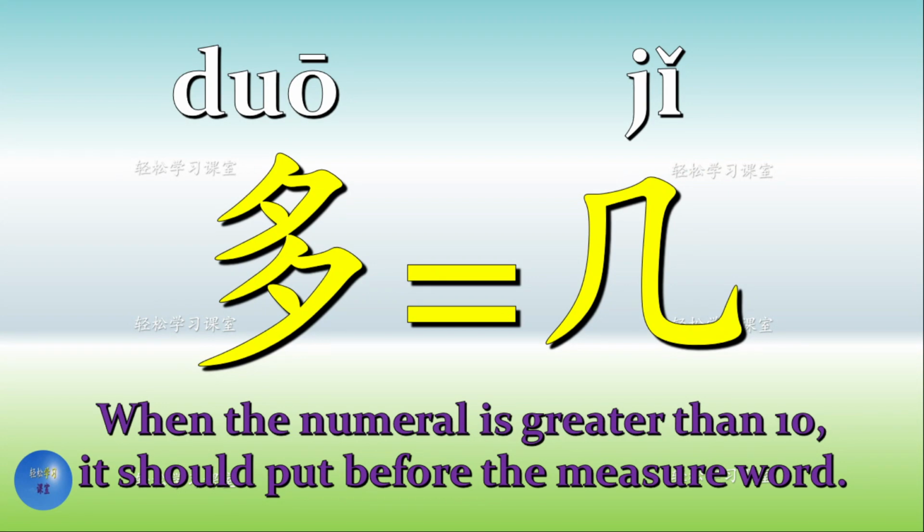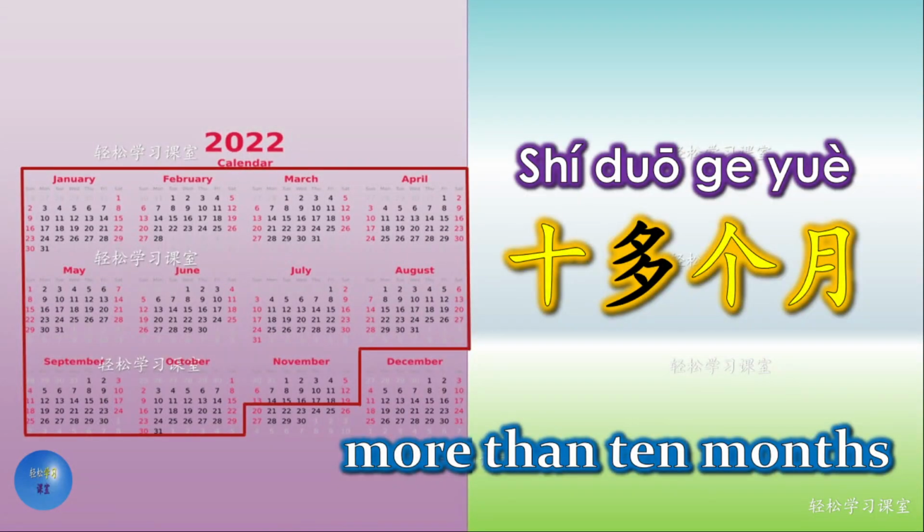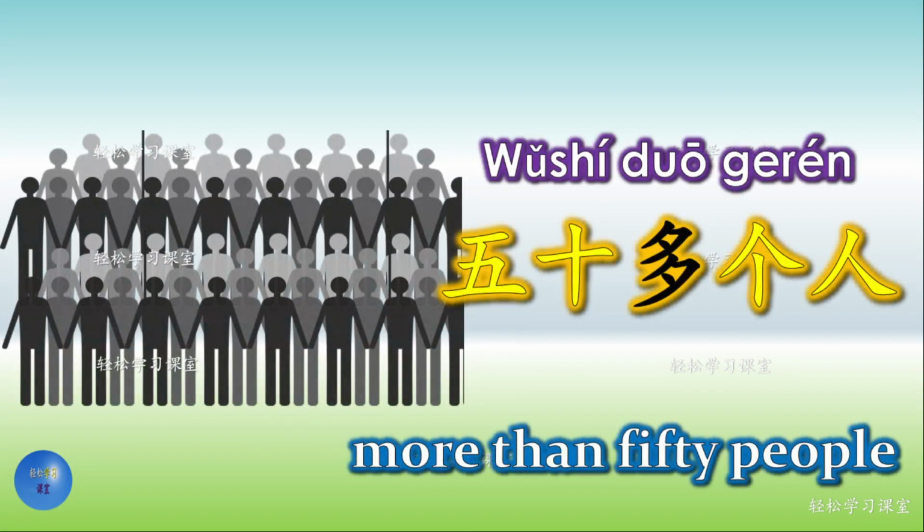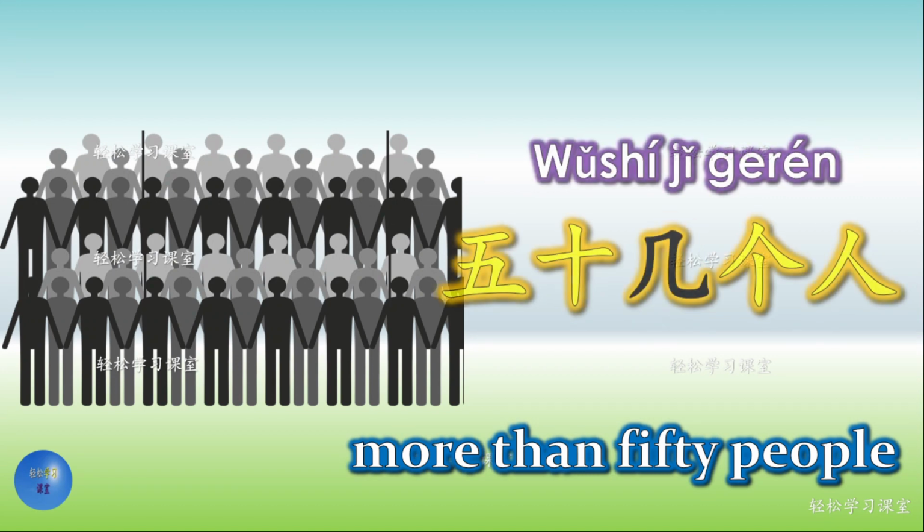多 几 When the numeral is greater than 10, it should be put before the measure word. 10多个月 十几个月 More than 10 months. 50多个人 50几个人 More than 50 people.